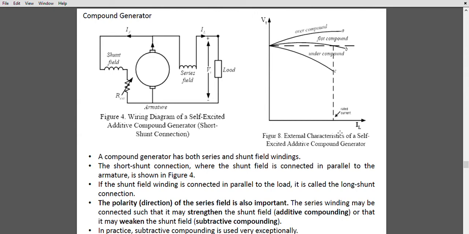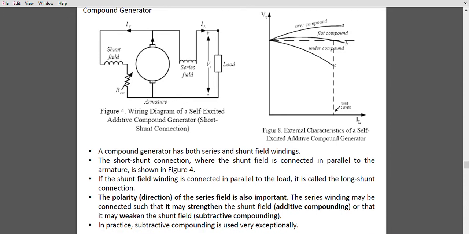The polarity of the series field is also important. The series winding may be connected such that it strengthens the shunt field. This process is called additive compounding. Or it may weaken the shunt field, which is called subtractive or differential compounding. In practice, subtractive compounding is used less frequently.